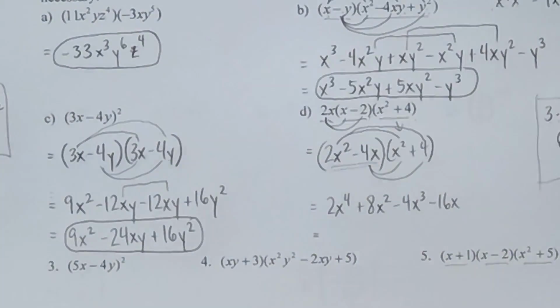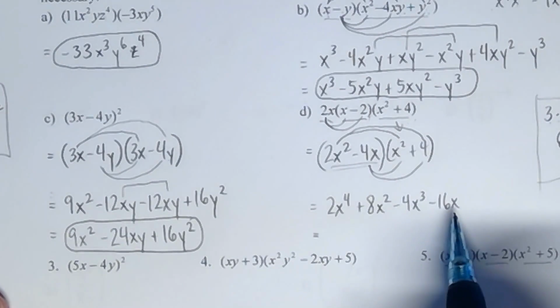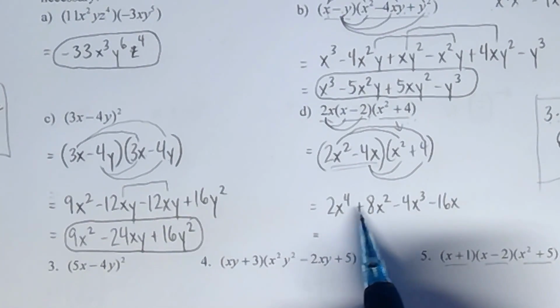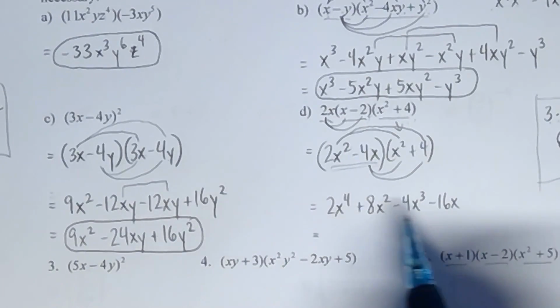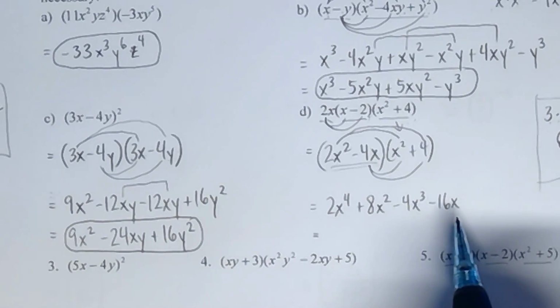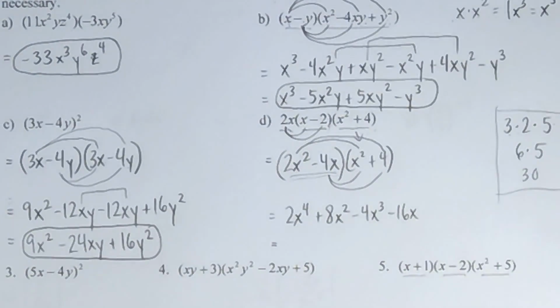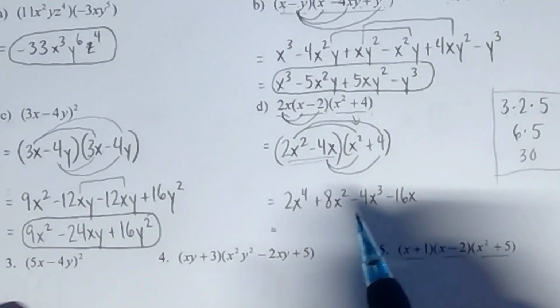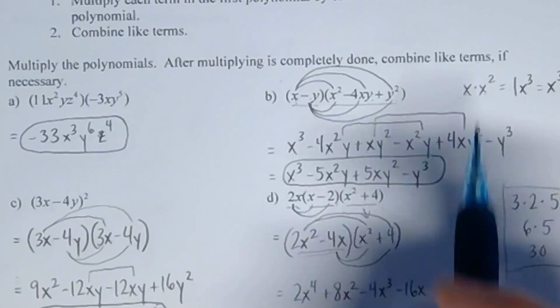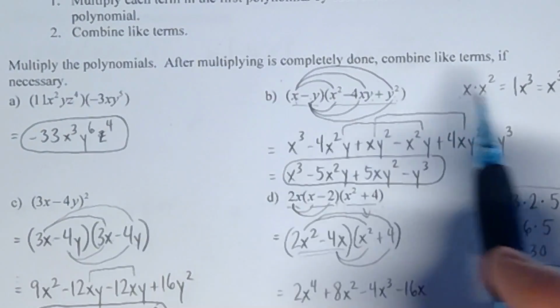Now that I have done all of my multiplications, all I have left is just this polynomial, just a bunch of terms being added and subtracted together, and there are no brackets left. That's when they want you, as it says up here, to combine like terms. Are there any like terms here though? Notice how it says, if necessary, combine like terms.